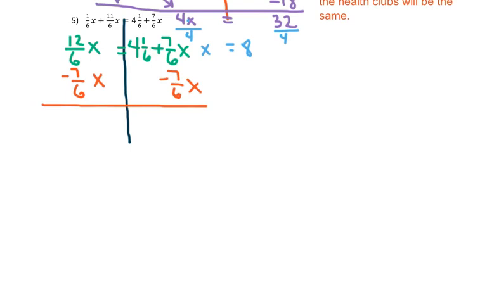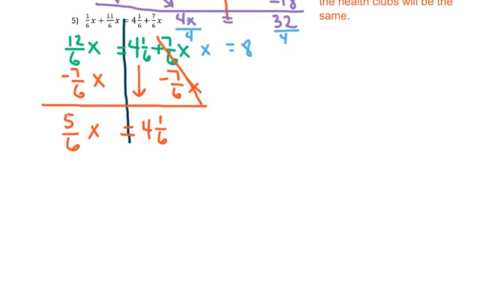Alright, so now we have 12/6x minus 7/6x. Again, the same denominators are there, so the denominator stays the same. And 12 minus 7 is 5. So we are left with 5/6x on the left-hand side. The 4 1/6 drops down, and the 7/6x minus 7/6x is 0, so that cancels out.